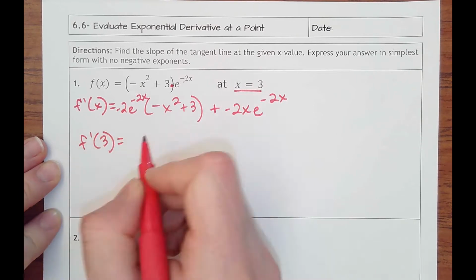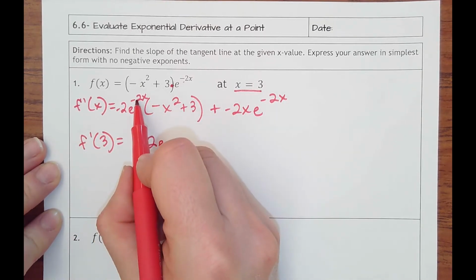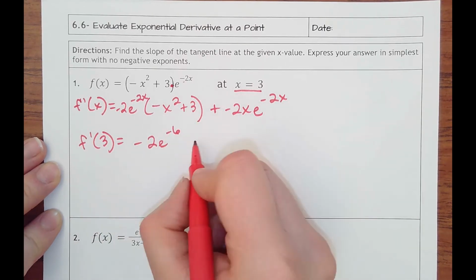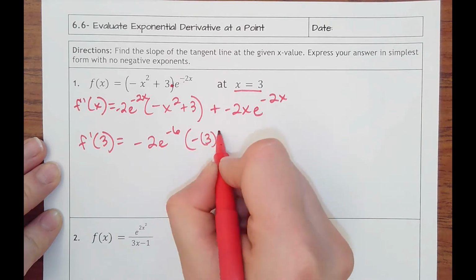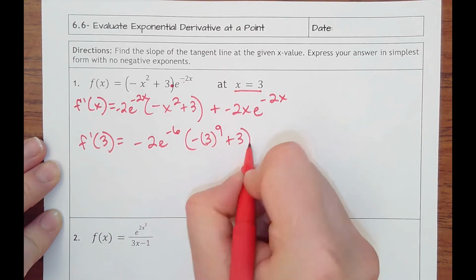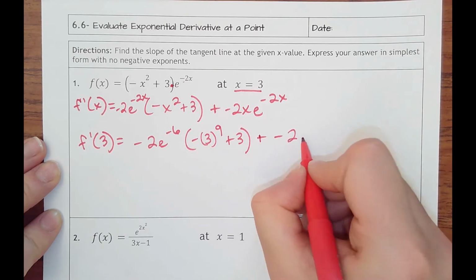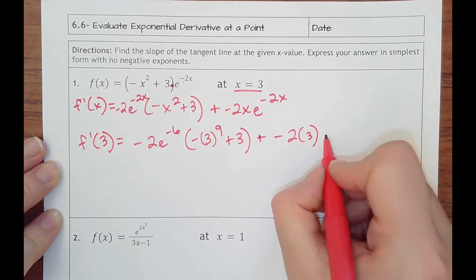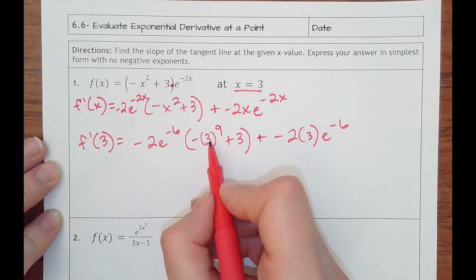And so now I'm finding specifically when x is 3. So this will be negative 2e to the negative 2 times 3, which is the negative 6th, times negative of 3 squared plus 3, minus 2 times 3 e to the negative 2 times 3, which is negative 6.